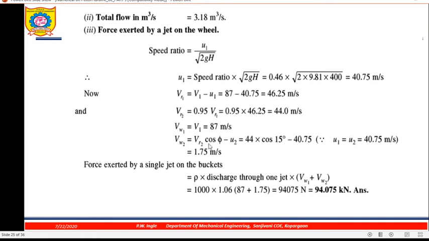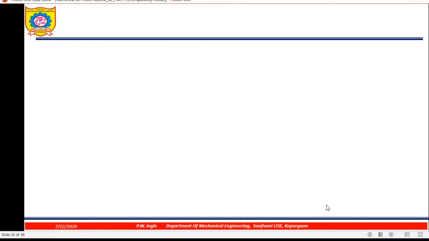Force exerted by the jet on the wheel is rho Q in bracket VW1 plus VW2. So what is speed ratio? U1 is speed ratio into under root 2gH, so you will get the answer. VR1 from inlet velocity triangle, then VR2. Then VW1, VW2: cos phi is U2 plus VW2 upon VR2, so you are getting VW2. So calculate force exerted by a single jet on the bucket. It is coming as 94.075 kilonewton.